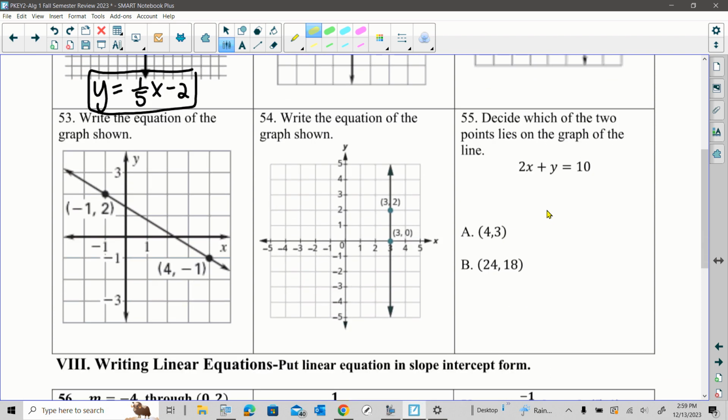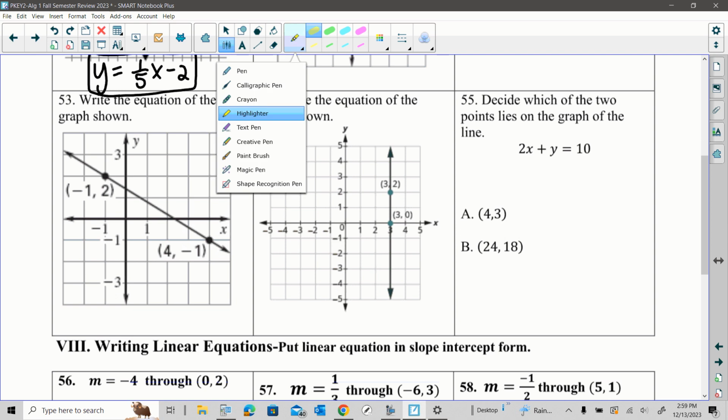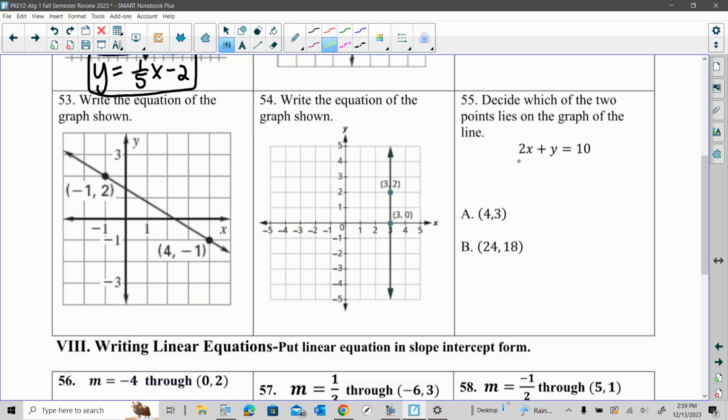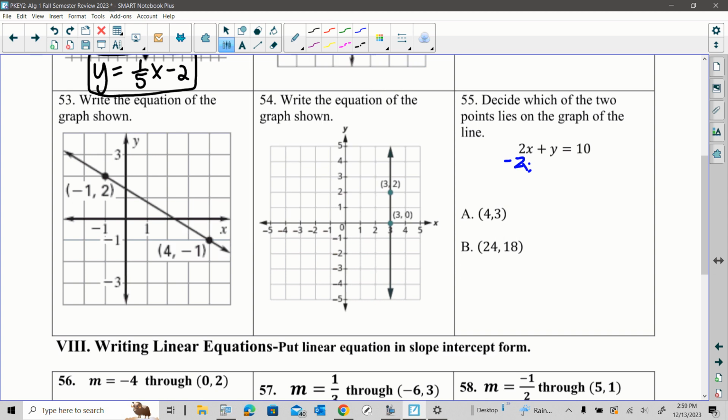All right. Now I do want to talk about 55. Sorry. Decide which of the 2 points lie on the graph. Now this one's a little tricky. We still have to solve for y. So that means we're doing the -2x, -2x. I'm going to do that because I'm going to show you a shortcut. This is important. Always being able to solve for y, -2x plus 10, can let my calculator do the work for me.